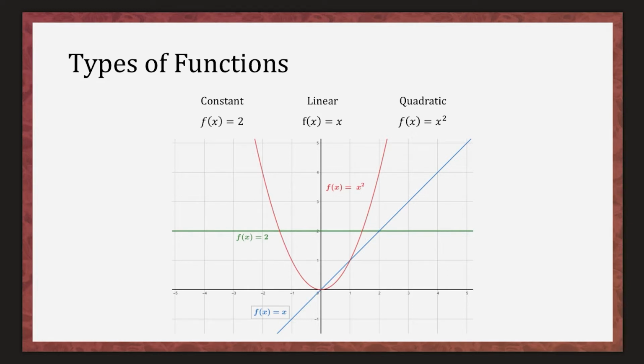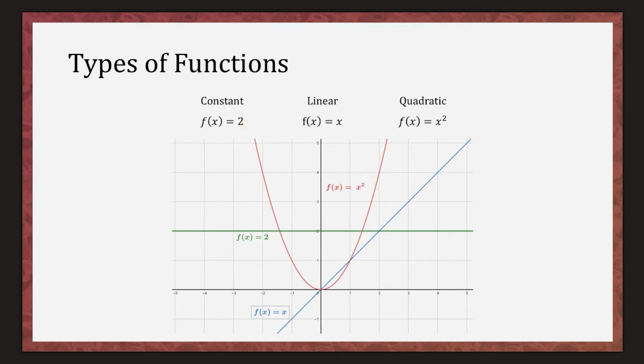The constant function, like f of x equals 2, is this horizontal line right there. The linear function, f of x equals x, makes this a line with a slope of 1. And the quadratic function, f of x equals x squared, makes a parabola.